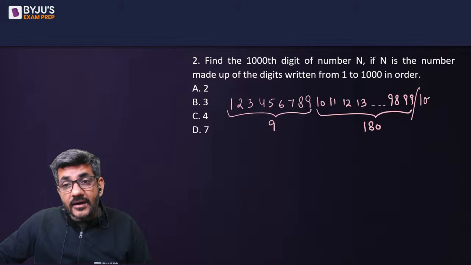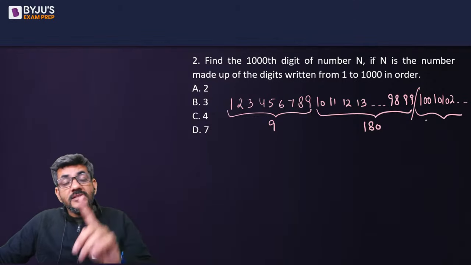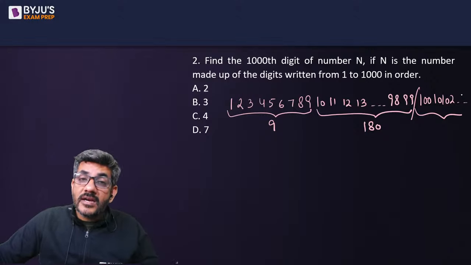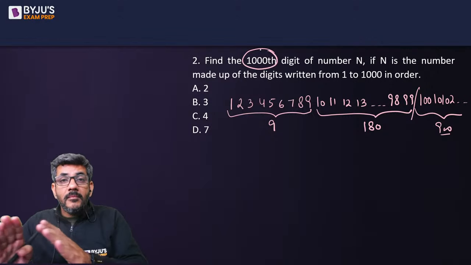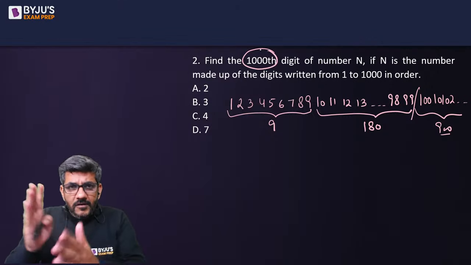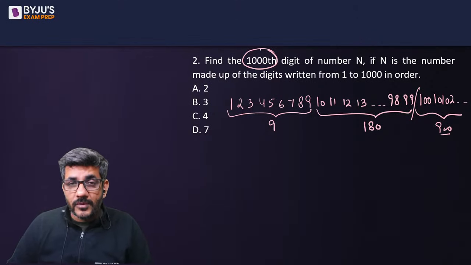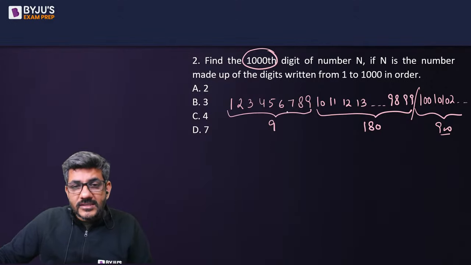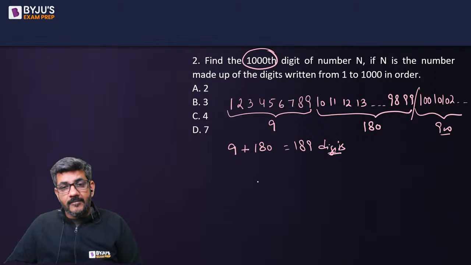After that I start with 100, 101, 102, and now you have a total of 900 numbers. These 900 numbers will have 2700 digits because every number will have 3 digits each. So the thousandth digit would appear before the last number of those. I mean, within those 3 digit numbers only you will find a number which will have that thousandth digit as well. So let's count the number of digits. 9 single digit numbers are there. 180 digits are there in these double digit numbers. So we have a total of 189 digits till 99.